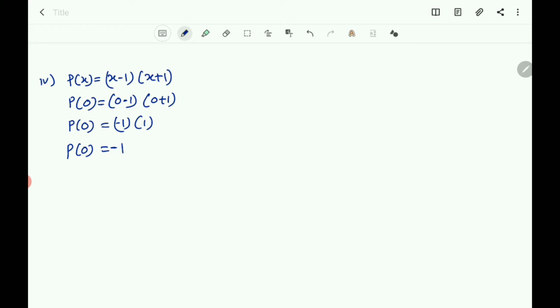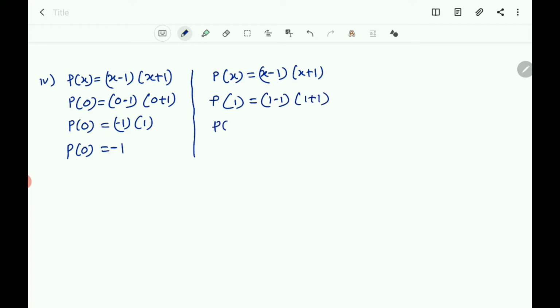Next you take again P of x equals x minus 1 into x plus 1. Then for P of 1, in the place of x you write 1 minus 1 into 1 plus 1. Then P of 1 is equal to 1 minus 1 is 0, into 2. So P of 1 is equal to 0 into 2 is 0 only.